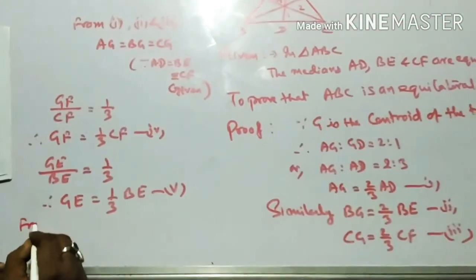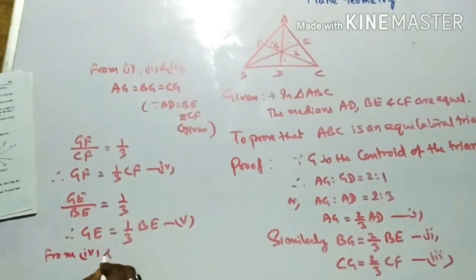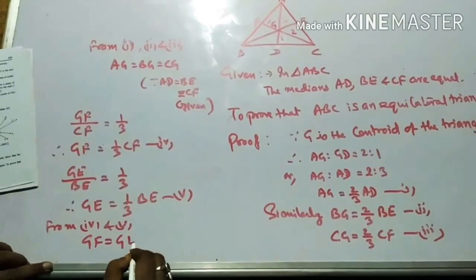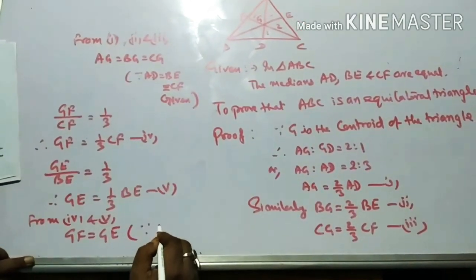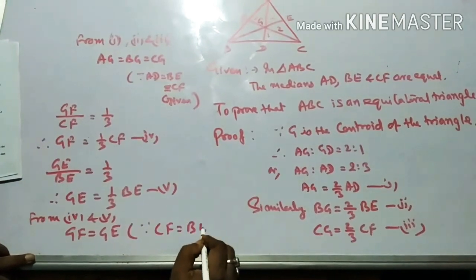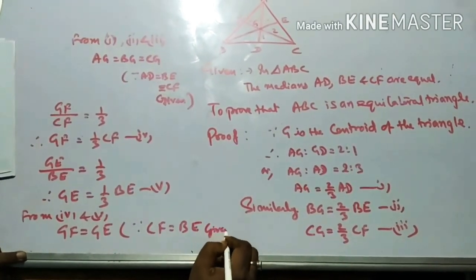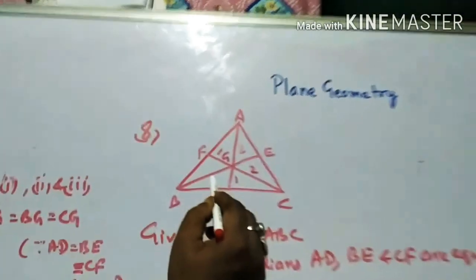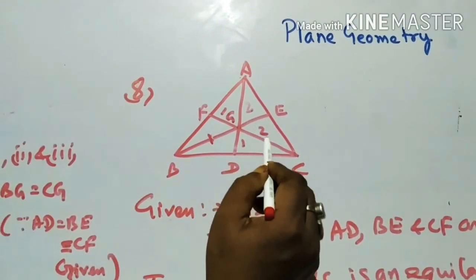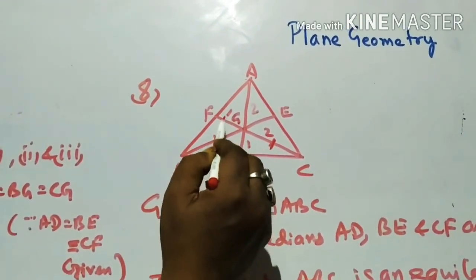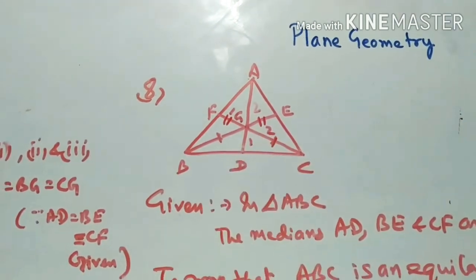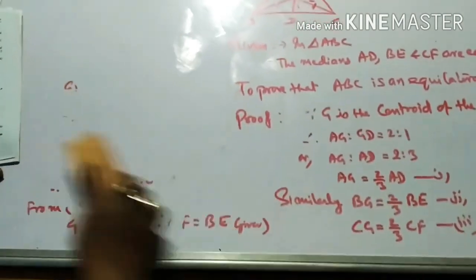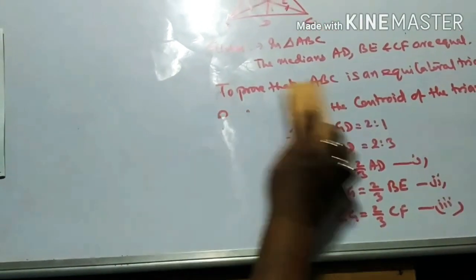So from 4 and 5, GF is equal to GE. Why? Since CF is equal to BE. The medians are equal. This is given. So what I got here is that BG is equal to CG and GF is equal to GE. Now I'm going to the last part of this proof.